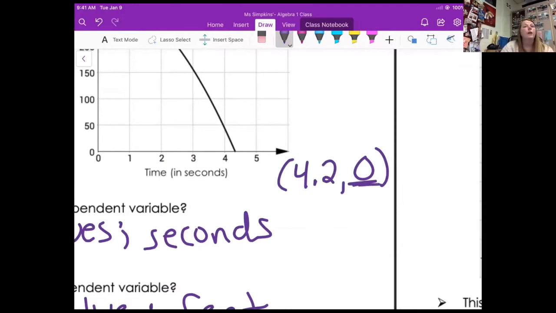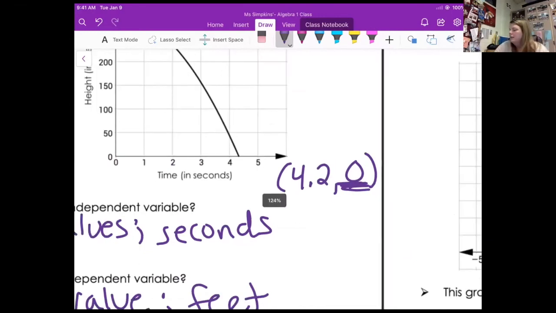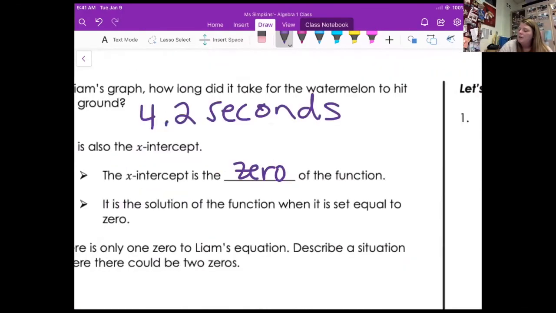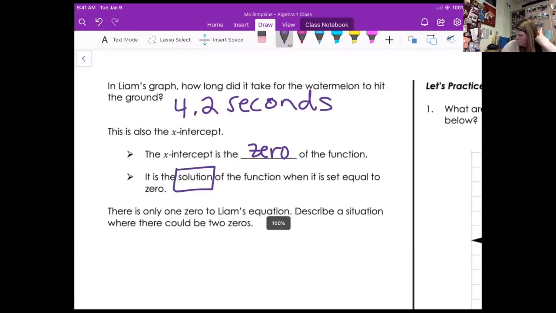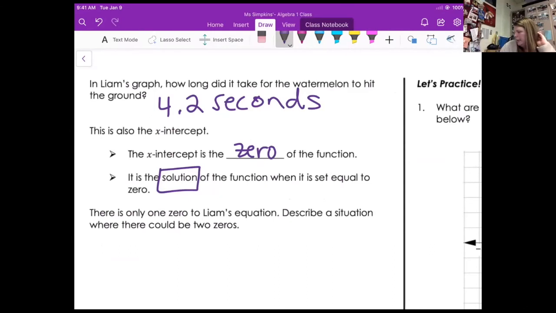It's called a 0 because that's where the y value is equal to 0. So anywhere the y value is equal to 0, that point is called a 0. It's also called the solution. So anytime you hear the word solution, 0, or x-intercept, those are all referring to the exact same thing: wherever that line, curve, or parabola touches the x-axis. That would be a good thought to write down.